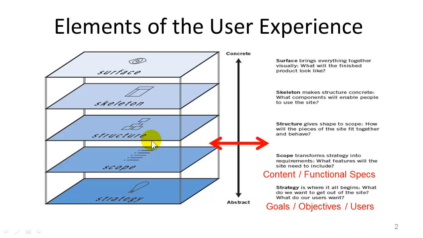The next plane is the structure plane, and every plane is built on the one below it. At the structure plane, we start giving shape to the scope, meaning how will the pieces fit together and how will they behave. So we have already identified what the content is, what some of our functionality might be. Now we're going to start looking at the structure plane.